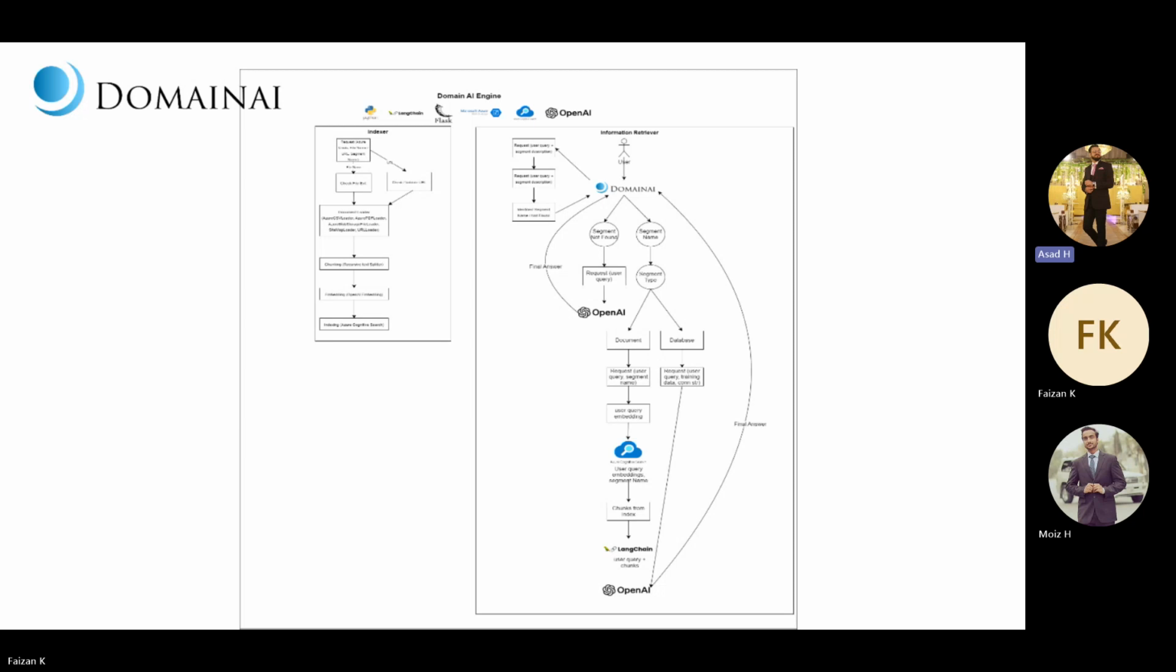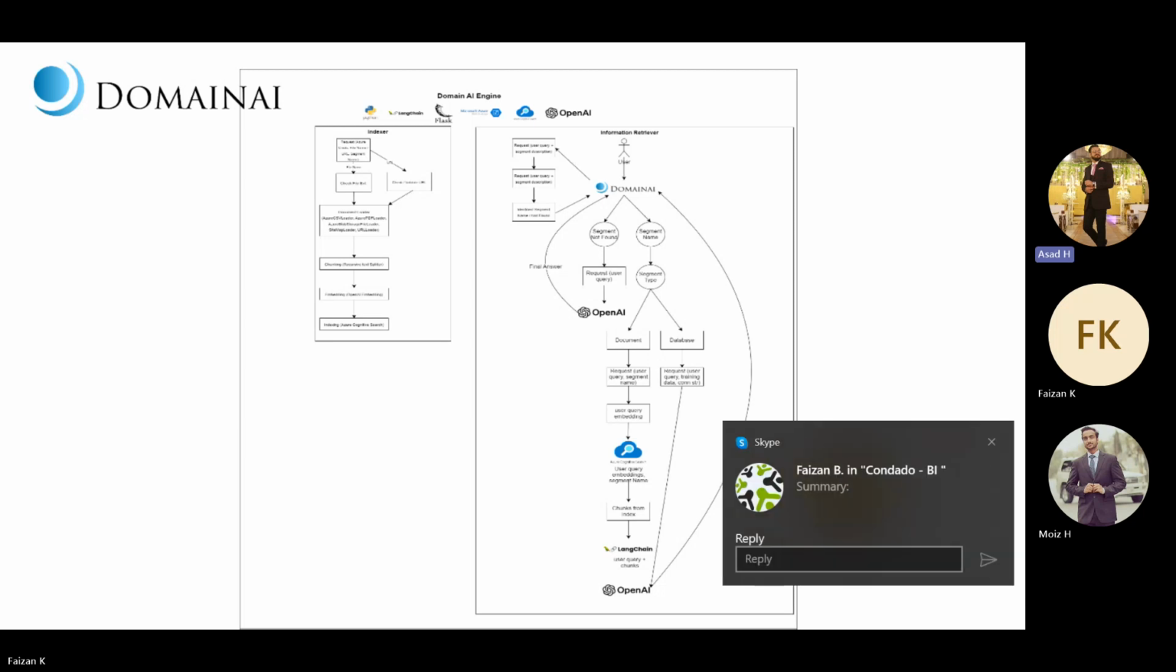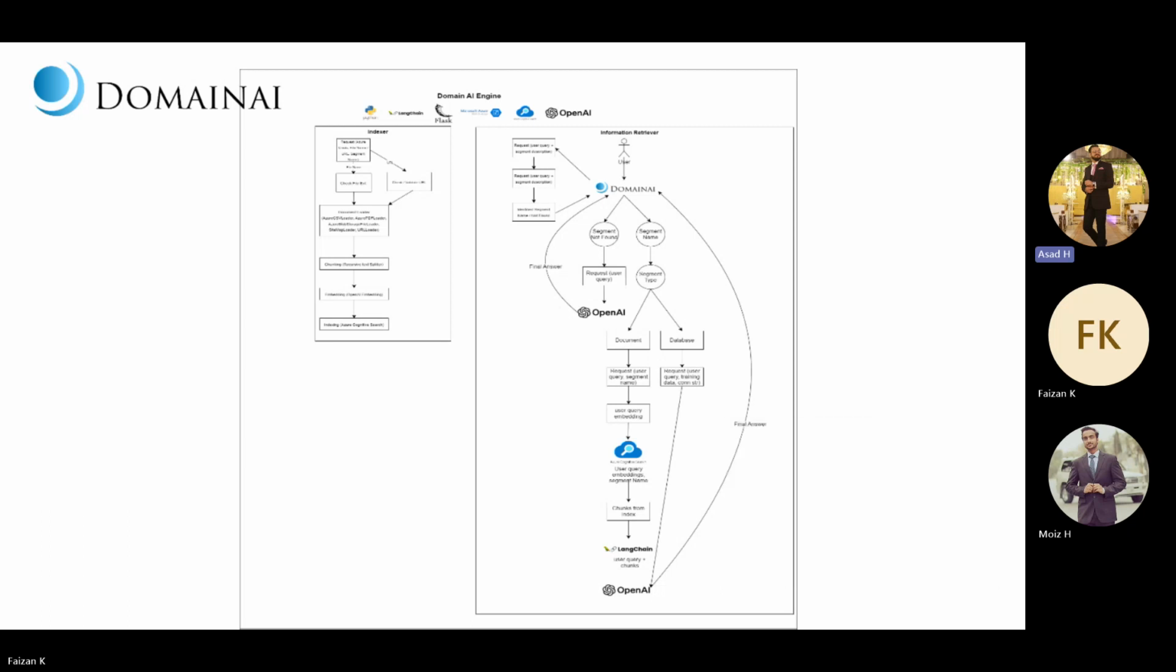In the second case, if a segment is identified, the identified segment name is sent to the middle tier of the DomainAI, where it decides, based on the configuration of the segment, where this query needs to be redirected in the AI engine. Now again, we have two cases: either the segment is of type document, sitemap, or URL, or the type of the segment might be a database.